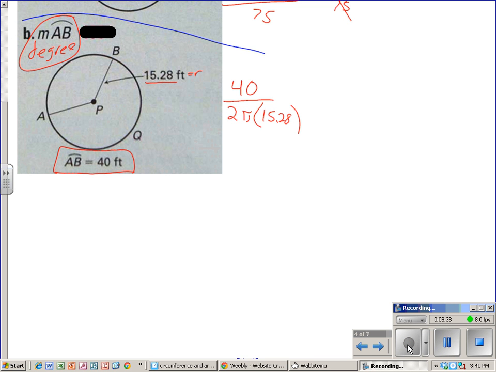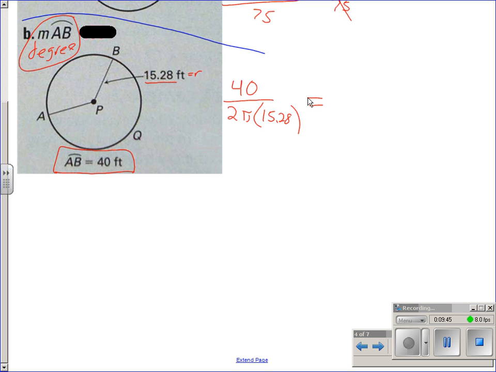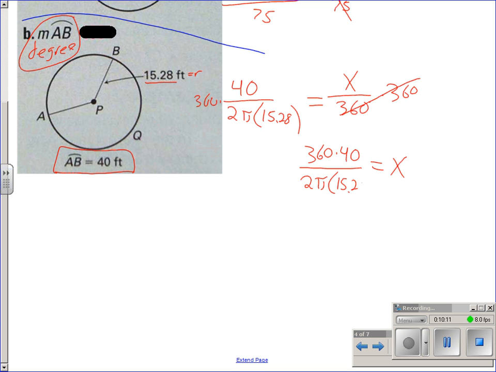All right, sorry, I had to hit pause there. We take the arc length divided by the circumference to equal the number of degrees. That's what we're looking for out of the whole circle, 360 degrees. So again, this is just a basic cross multiplication, sort of. We really just need to multiply by 360. Those will cancel out, leaving us with just x. But now what we have here is 360 times 40 over 2 pi times 15.28.